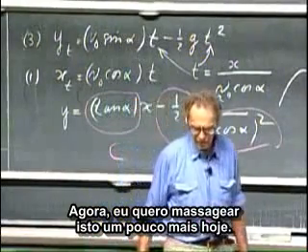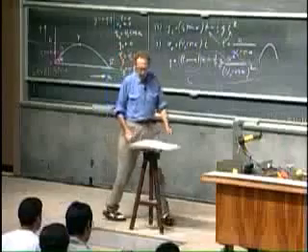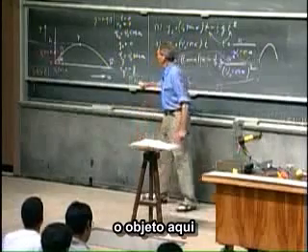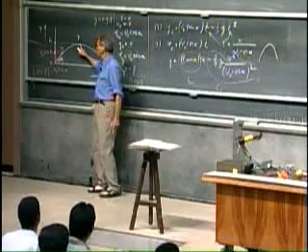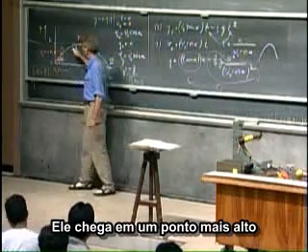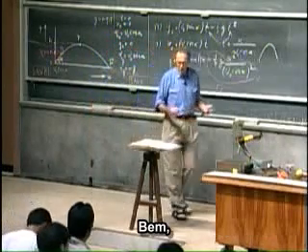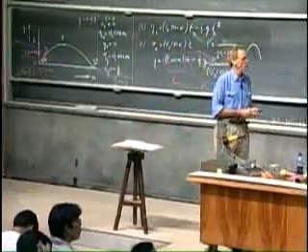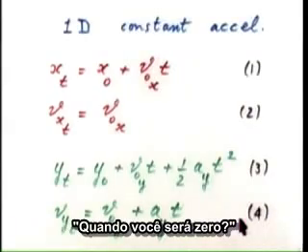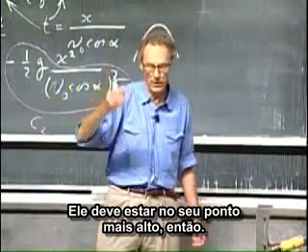Now I want to massage this quite a bit further today. I would like to know at what time the object comes to a halt at its highest point. It comes to a halt in the y direction, it comes to a highest point, and I want to know how high that is. Well, the best way to do it is to go to equation 4 and to say to equation 4, when are you 0? Because that is the moment that the velocity in the y direction becomes 0. It must be at its highest point then.